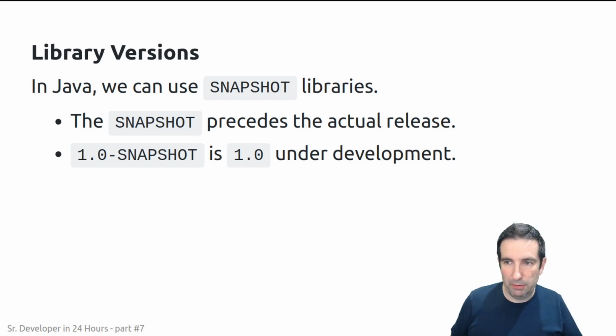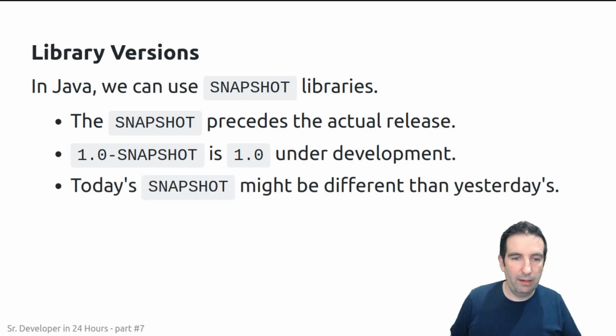without having to constantly bump up the version. Now, obviously, the downside to that is that today's snapshot library or artifact might be different than yesterday's. So if we're building it today, we might get a slightly different result than what we would have gotten yesterday. The advantage is that hopefully today's version is a little bit further ahead, less bugs, more features, closer to 1.0.